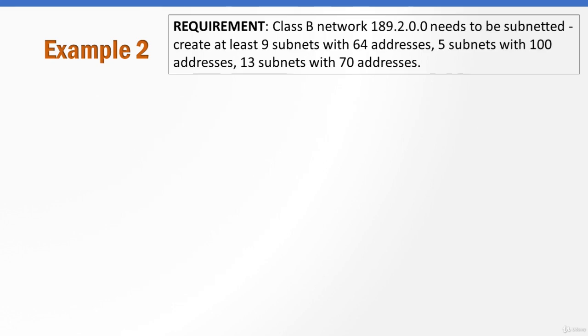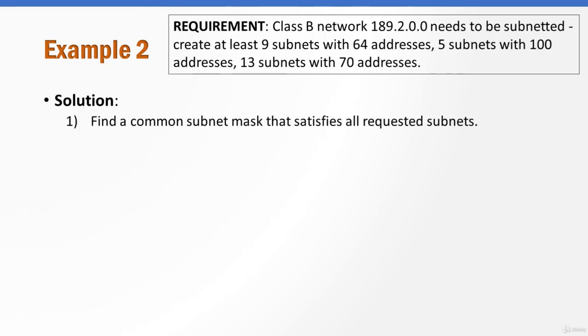The way we do this is, first, we need to find a common subnet mask that satisfies all requested subnets, and then we need to count the number of subnets needed. So for our first task, we're going to look at the largest subnet, and that's obviously the 100 addresses subnet. If we satisfy the largest subnet, we're going to satisfy the smaller subnets.